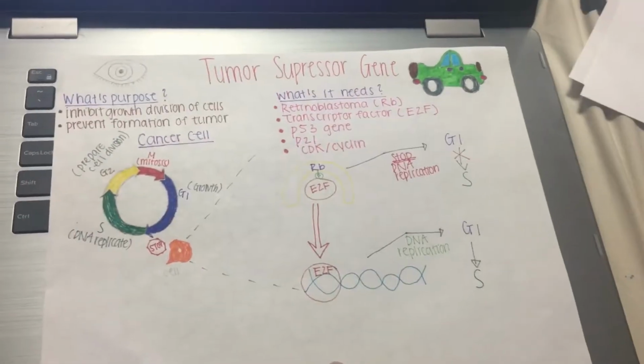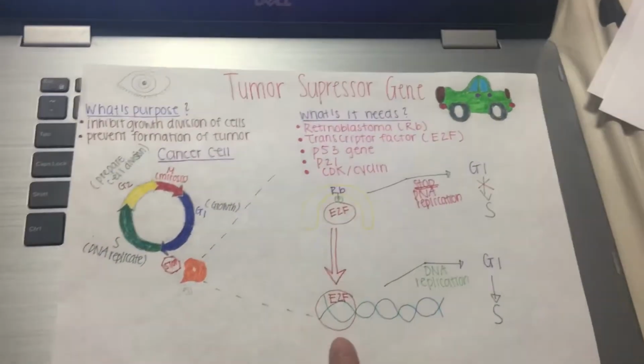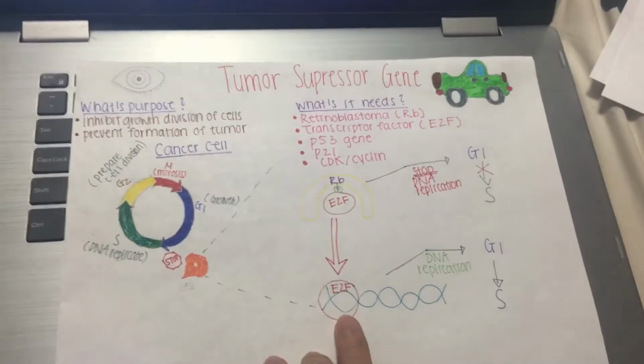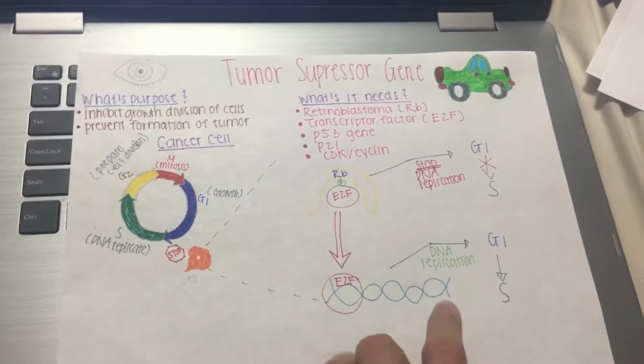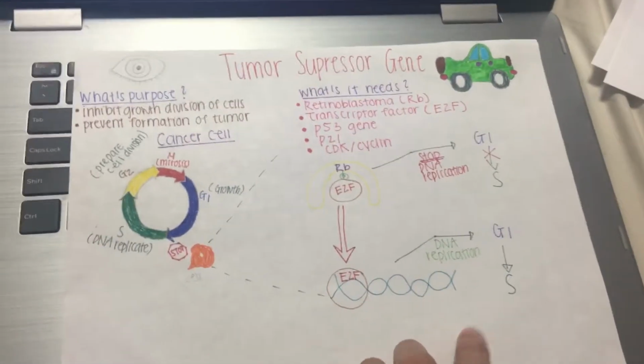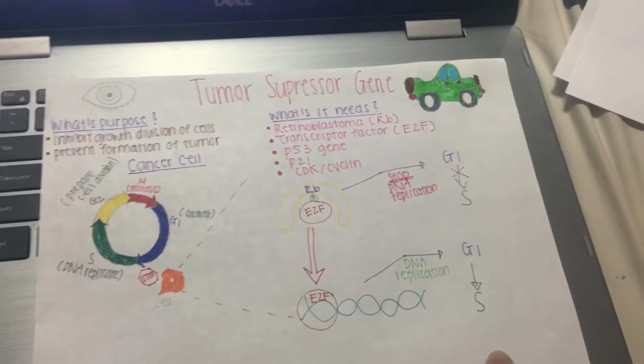When RB is phosphorylated, which means a phosphate group is added, E2F will bind to a sequence of DNA as usual, and then transcription and translation will occur. But in this case, G1 will move to S phase.